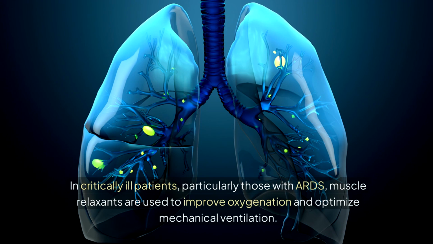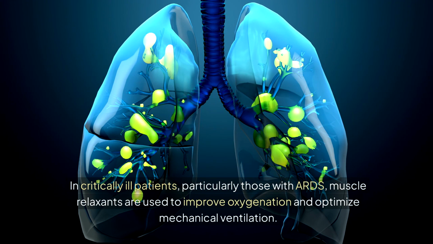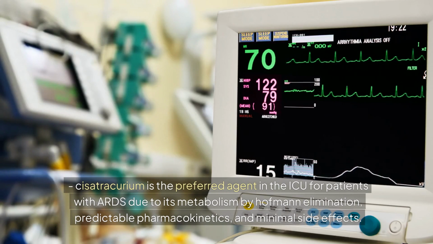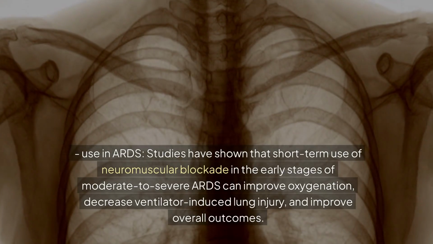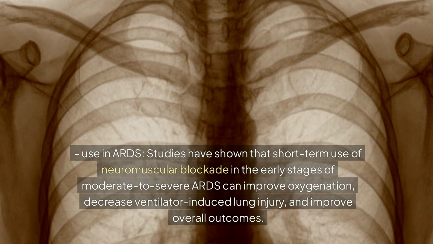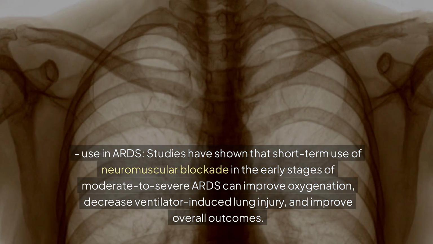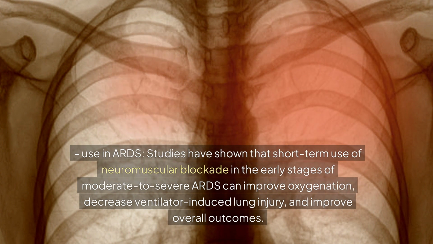In critically ill patients, particularly those with ARDS, muscle relaxants are used to improve oxygenation and optimize mechanical ventilation. Cisatracurium is the preferred agent in the ICU for patients with ARDS due to its metabolism by Hofmann elimination, predictable pharmacokinetics, and minimal side effects. Use in ARDS: studies have shown that short-term use of neuromuscular blockade in the early stages of moderate to severe ARDS can improve oxygenation, decrease ventilator-induced lung injury, and improve overall outcomes.